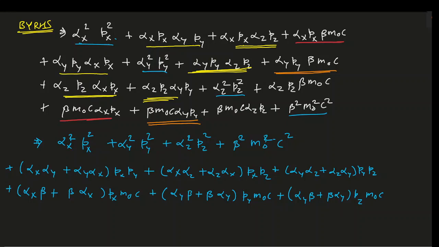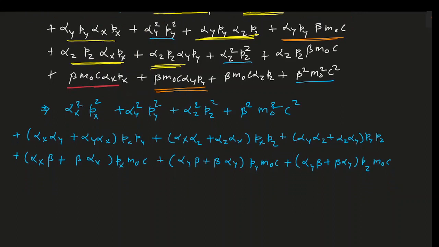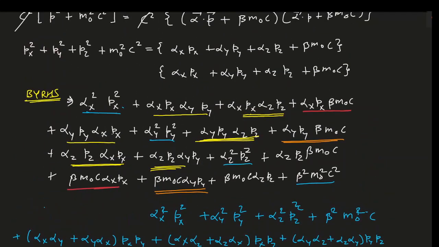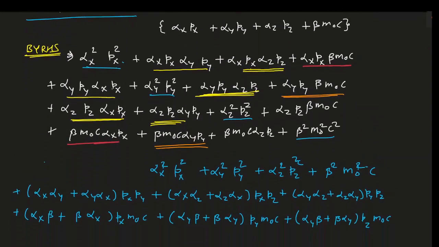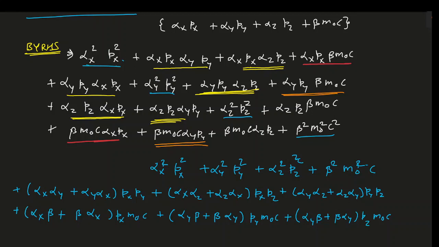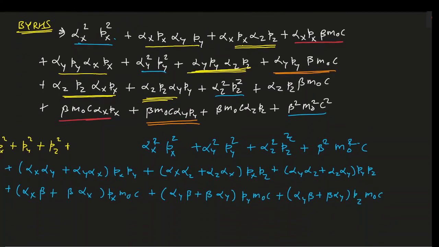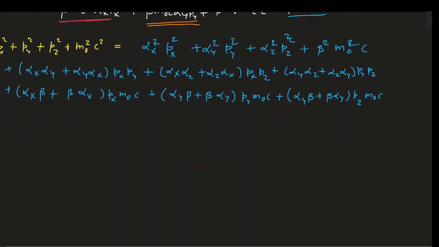Now it's time to compare this with the LHS. What did you have in the LHS, if you remember? Let me write the LHS here for you. The LHS was px square plus py square plus pz square plus m not square c square, is equal to this thing.